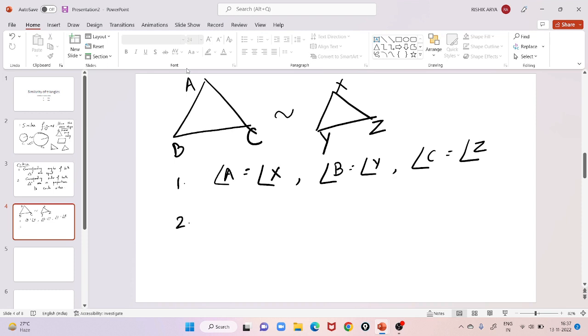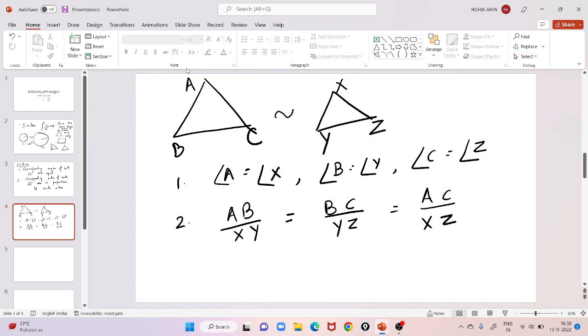Okay, this is the meaning of corresponding angles: they should be equal to each other. The second condition is that corresponding sides should be proportional. Corresponding sides means what? If we are taking side AB, we divide it by another side XY. So their ratio AB upon XY should be equal to BC upon YZ, which is equal to AC upon XZ.